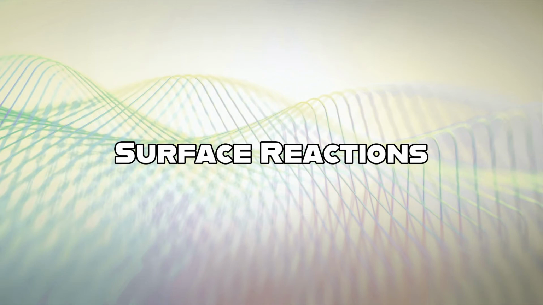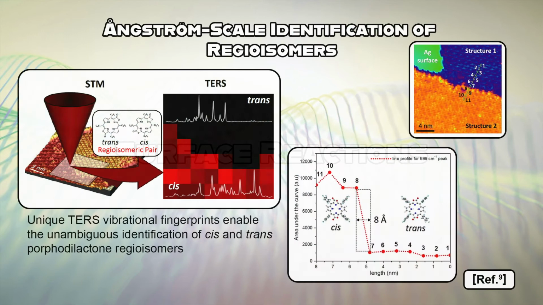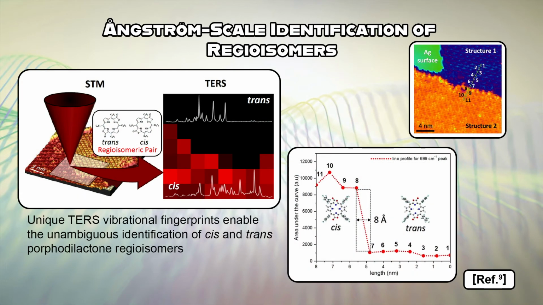Due to its ability to distinguish chemical identity, even in the case of adjacent regioisomers, as we showed in this study of positional isomers of porphodilactone molecules on silver 100, it was possible to identify cis and trans regioisomers with 8 Angstrom resolution, making UHV STM TERS an ideal method to consider the effects of local chemical environments on surface-bound reactions.